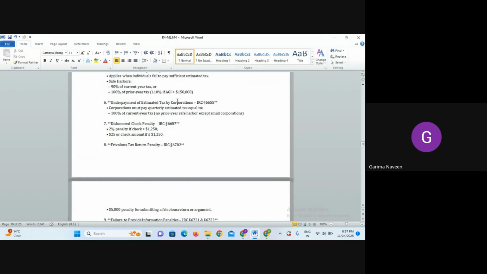Okay. That was for individuals, but if we talk about corporations, you have to pay estimated taxes which should be 100% of current year tax. No prior year safe harbor except for small corporations. For large corporations, whose annual gross receipts are greater than 1 million, they have to pay the estimated taxes quarterly, which should be 100% of the current year taxes.